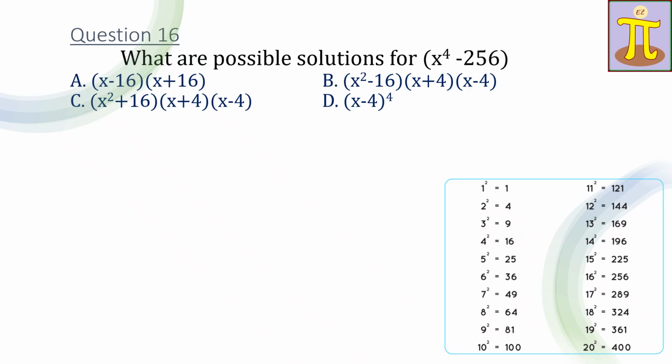If we are familiar with the number 256, it is 16 squared. So as we have the formula set, if we have a squared minus b squared, that will be equal to a plus b times a minus b.